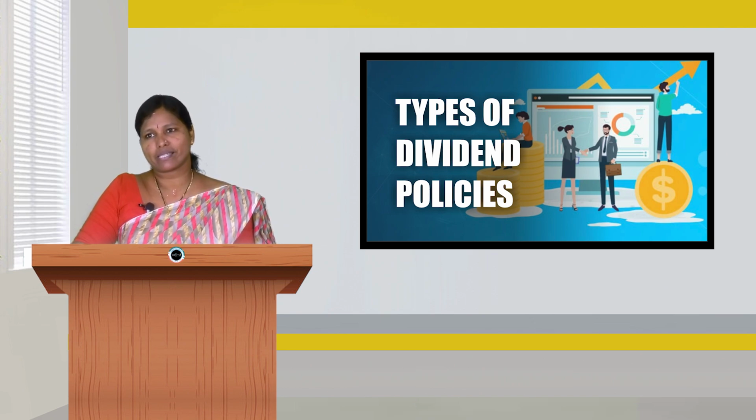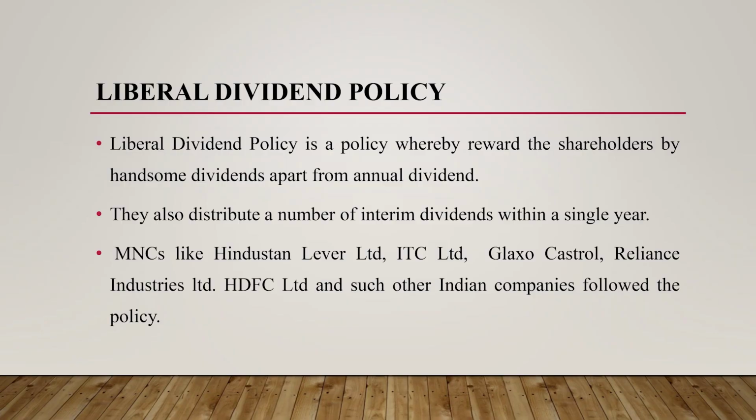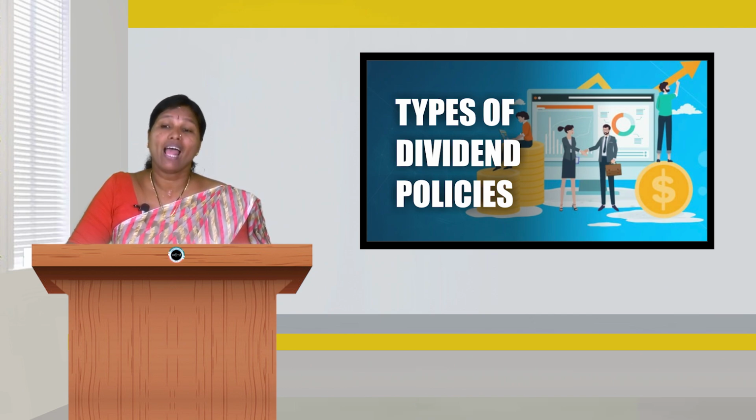The next type is liberal dividend policy. Liberal dividend policy is a policy whereby the company rewards the shareholders with handsome dividends apart from the annual dividend. They can get twice or thrice in a year. So they also distribute a number of interim dividends within a single year. You can take the example of MNC companies like Hindustan Lever Limited, ITC Limited, Glaxo, Castrol, Reliance Industries Limited, HDFC Limited, and such other Indian companies that followed the policy.